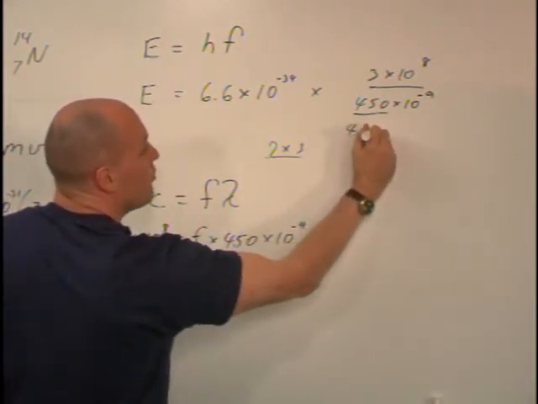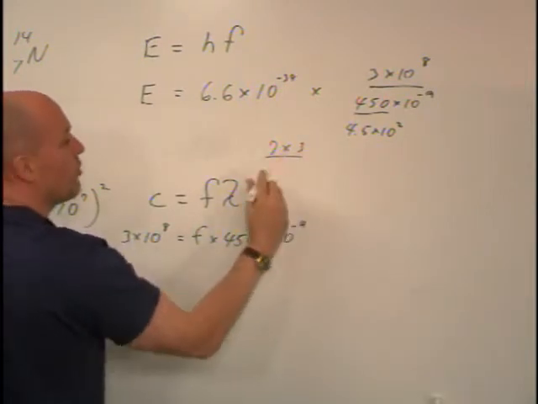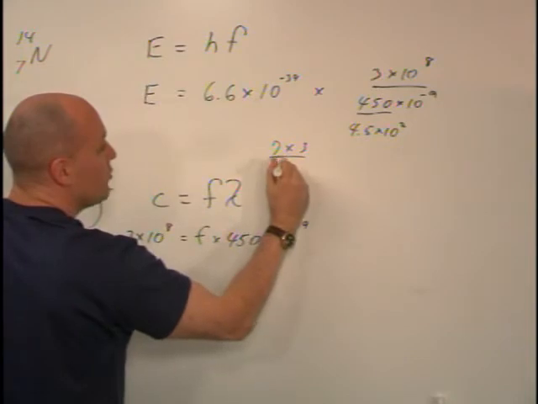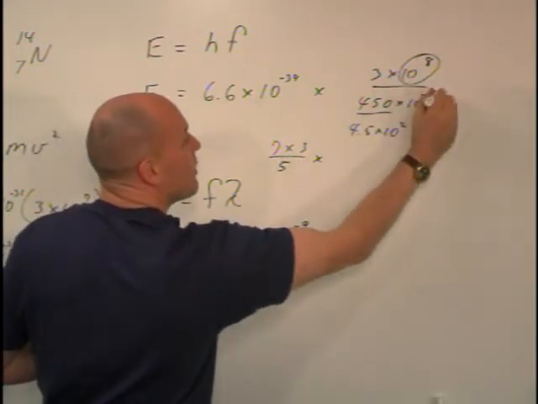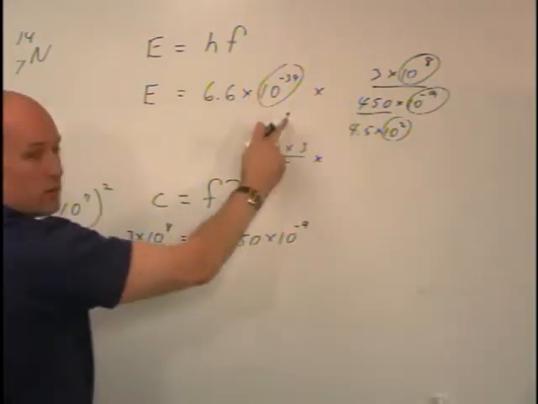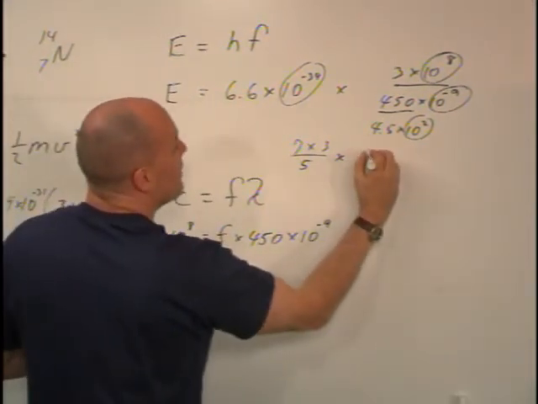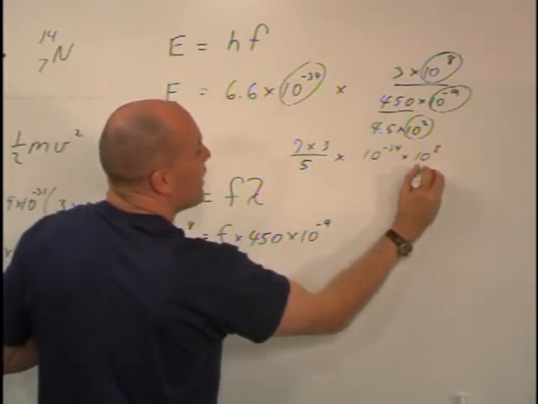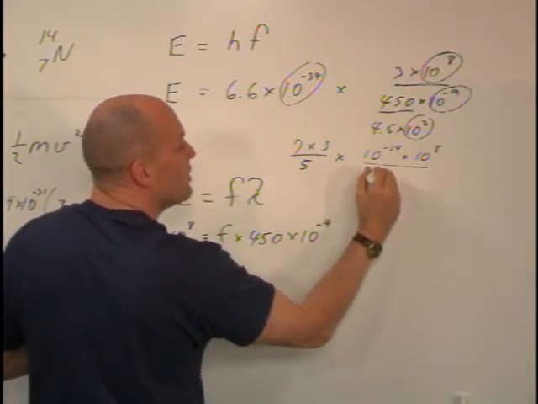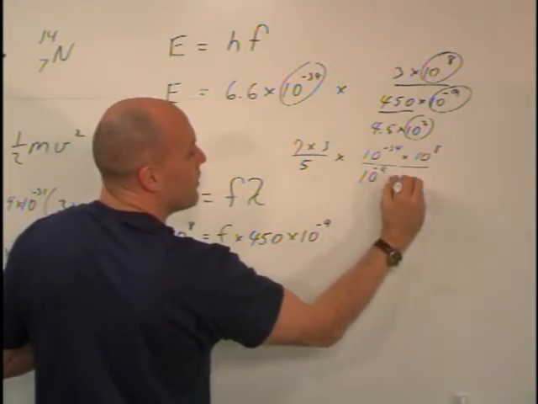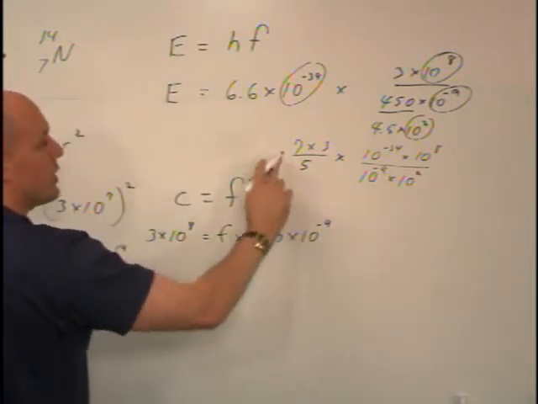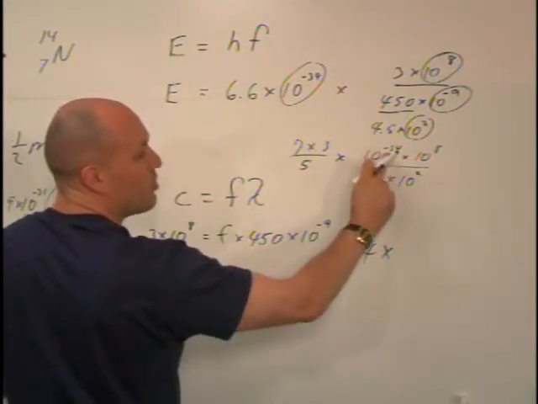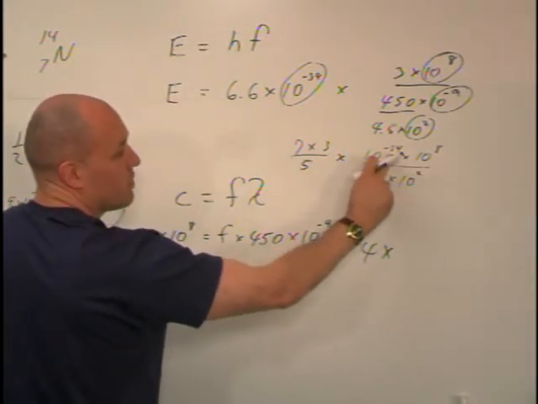This will go 4.5 times 10 squared. So that 4.5, I rounded this up, so I think I'll round my denominator up as well. We'll call this 5. Now I'll do my exponents, and I have 10 to the negative 34 times 10 to the 8th, and in the denominator I have 10 to the negative 9th and 10 squared. So I get 21 divided by 5, about 4 times, and then negative 34 and 8, 10 to the minus 26.